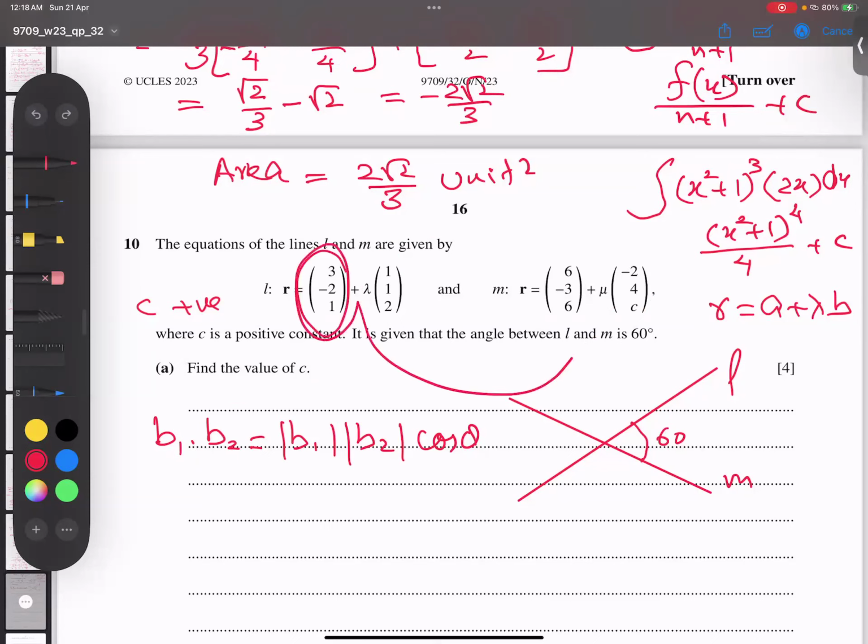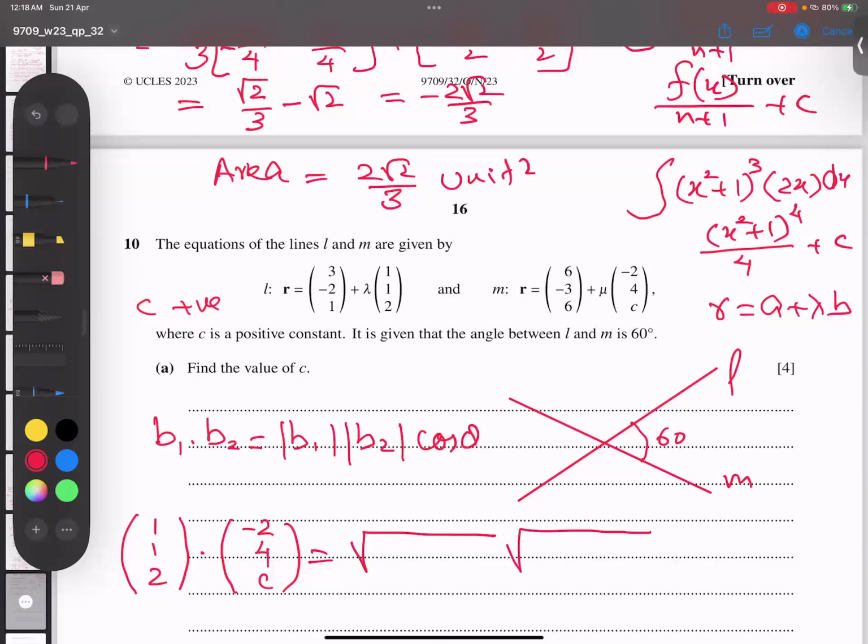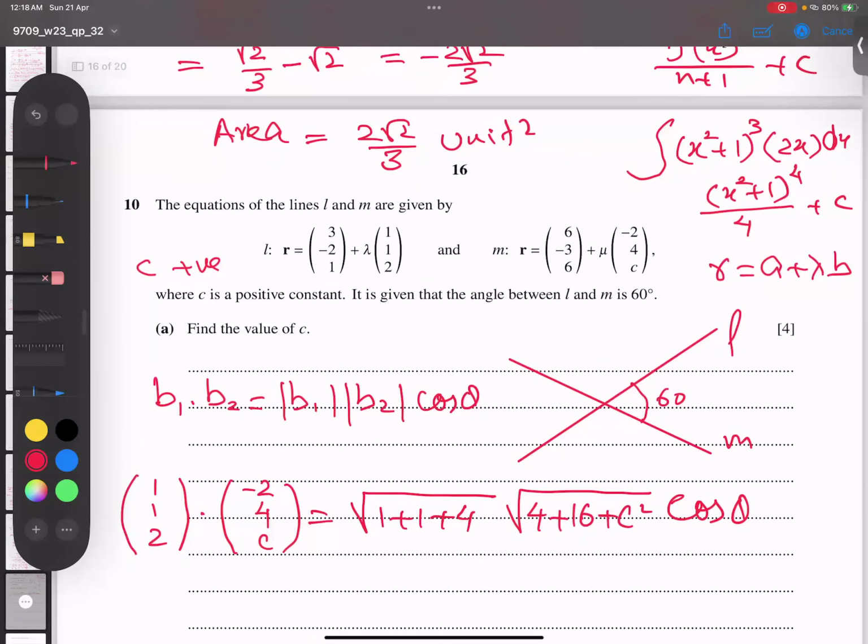So I believe you got my point. This is a point, this is a point. This is the direction of line L. This is the direction of line M. So I will take both directions only. I will not take points, make sure. (1, 1, 2) dot (negative 2, 4, C) equals magnitude of the first, magnitude of the second, into that. Magnitude of the first means square of 1, square of 1, square of 2, add them all. Square of each number, add them all. 2 square is 4, 16, and C square. I believe there's nothing hard up till now.